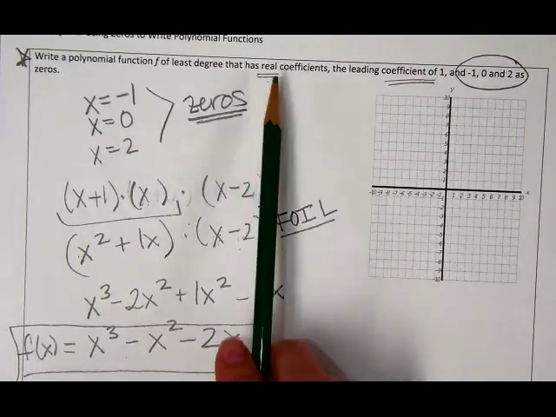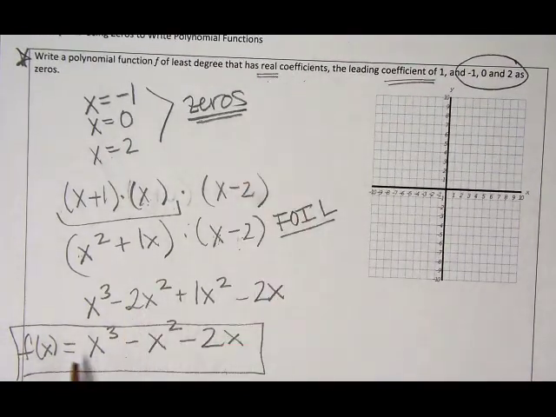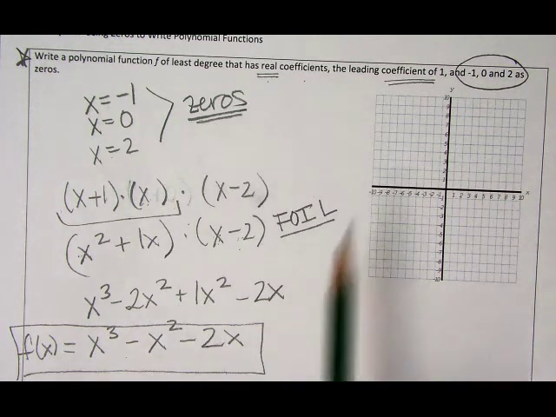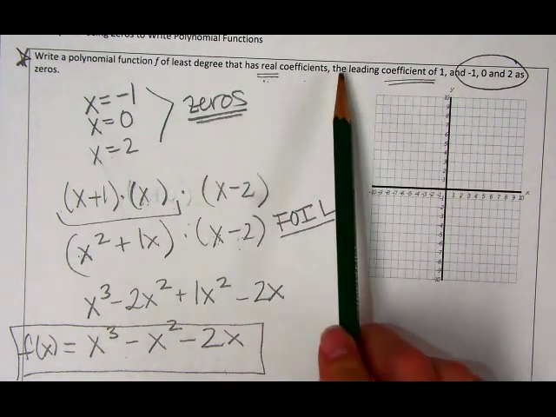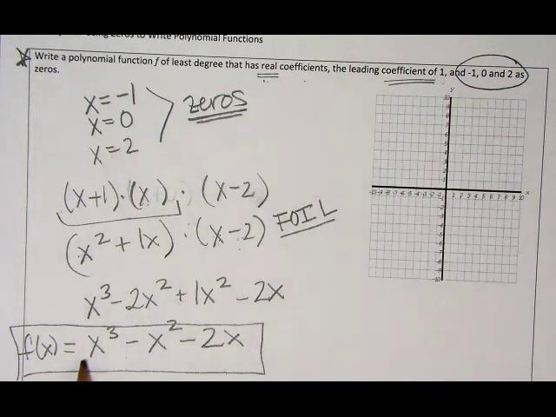Real coefficients mean that they have to be real numbers out in front of my x's. This is 1, this is -1, this is -2. All of those numbers are real numbers. My leading coefficient of 1, since my degree is 3, that invisible number in fact is 1.